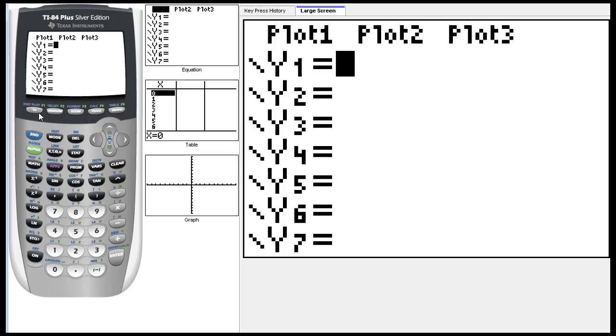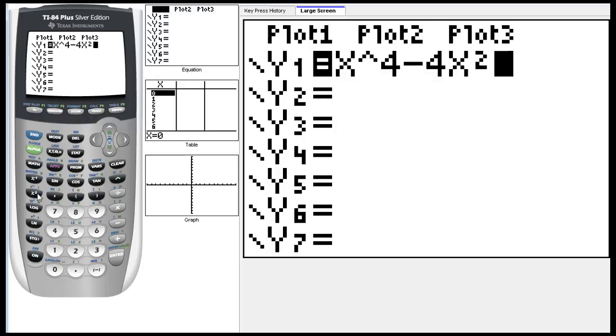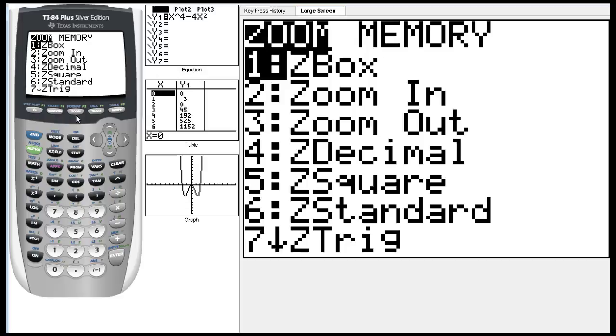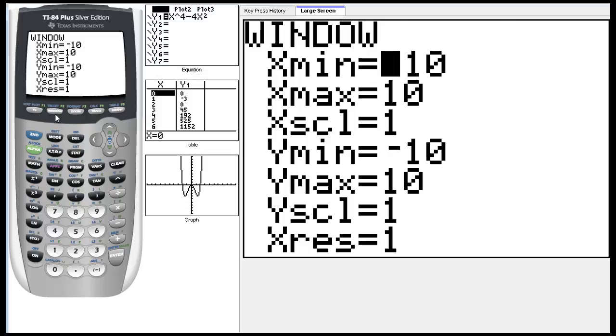To graph a function, we'll go to the y equals screen. Let's type in our function. Remember, our function is x to the 4th minus 4x squared. Sometimes you might need to change the window depending on who used your calculator before. So if you don't see exactly on the screen what I see, then you might need to either zoom by clicking on zoom and using option number 2 or 3, zoom in or out, or click on window and change your x min, x max, x scale. So if you want to make sure that you see exactly what I'm doing, make sure that your window looks just like this.